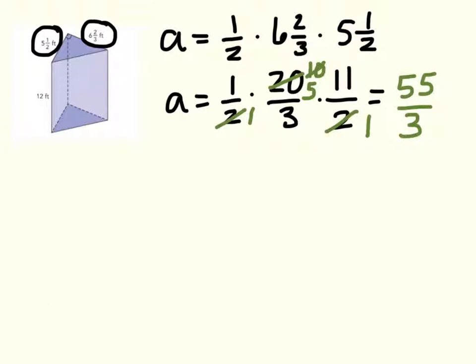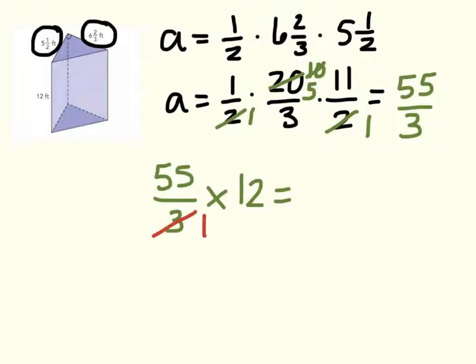If we take that, 55/3, as the area of our bases, and multiply that times the height, which is 12, we'll get the volume of this triangular prism. So let's go ahead and quickly work this out. Let's cross reduce to get 1 and 4. 55 times 4 gives us 220 feet cubed. So the volume of this prism is 220 cubic feet.